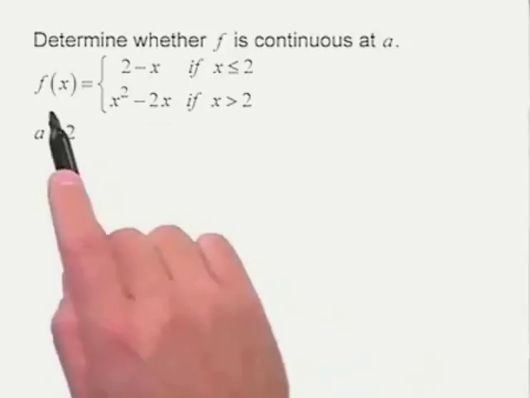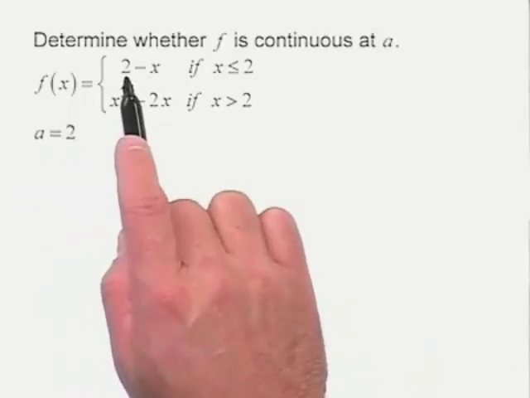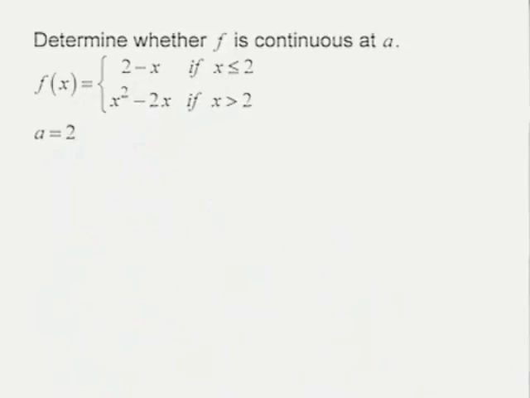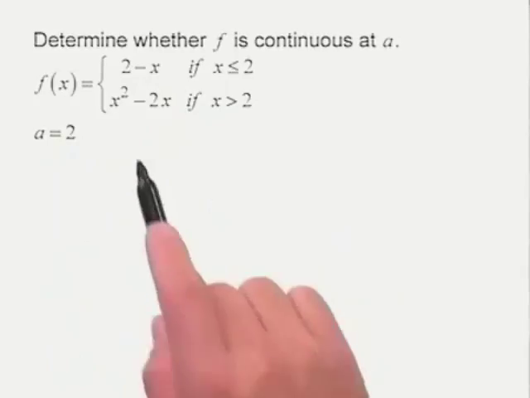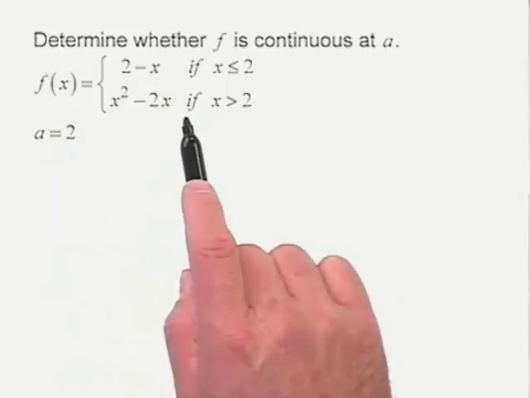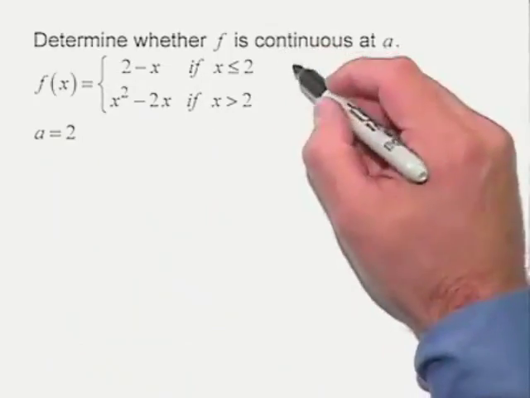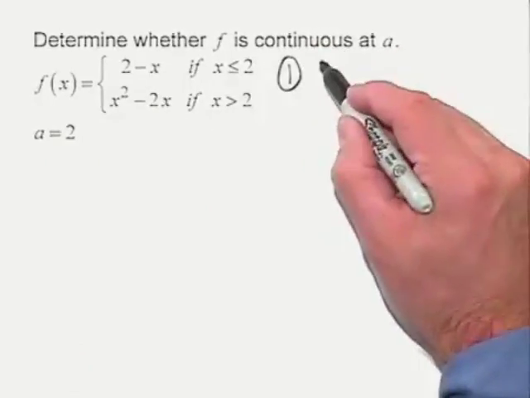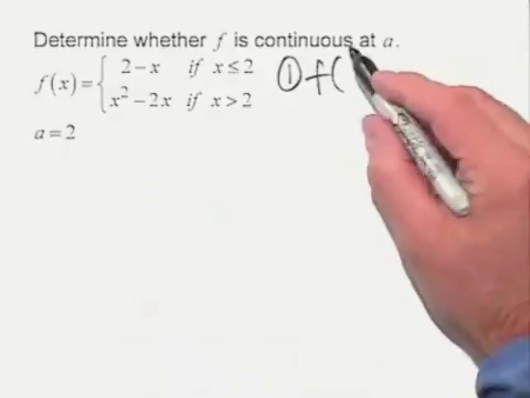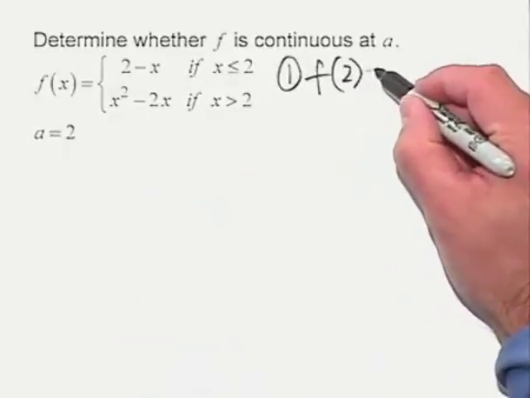Let's determine whether the following function is continuous at a point. Here we have the function f of x is equal to 2 minus x if x is less than or equal to 2, and x squared minus 2x if x is greater than 2. In order to determine continuity, our first step is to evaluate the function at a, and at this point we want to look at a being equal to 2.